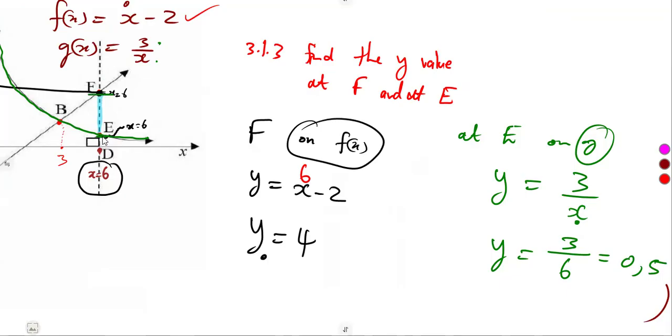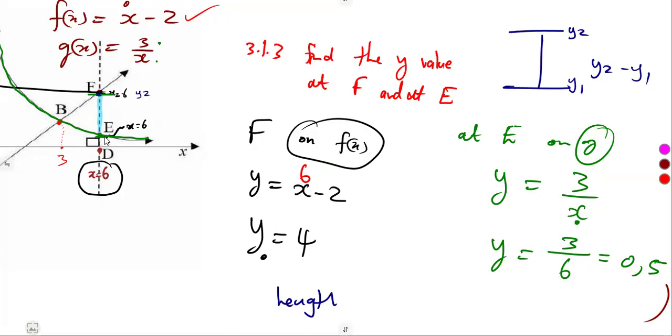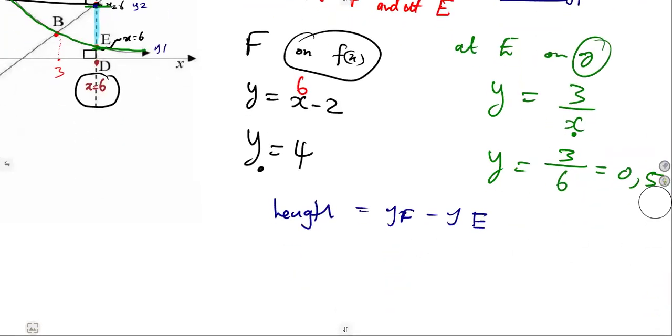So the difference between these two is the length. If you are talking about a vertical line, you subtract the Y values. If this is Y2, this is Y1, the length will be Y2 minus Y1. So this is the consideration. At F, we're just going to call Y2. At E, Y1. So it is Y2 minus Y1, meaning we are simply talking about the Y value at F minus the Y value at E. What is the Y value at F? We calculated that one. It is 4. Minus the Y value at E, which is on the bottom, which is 0.5.